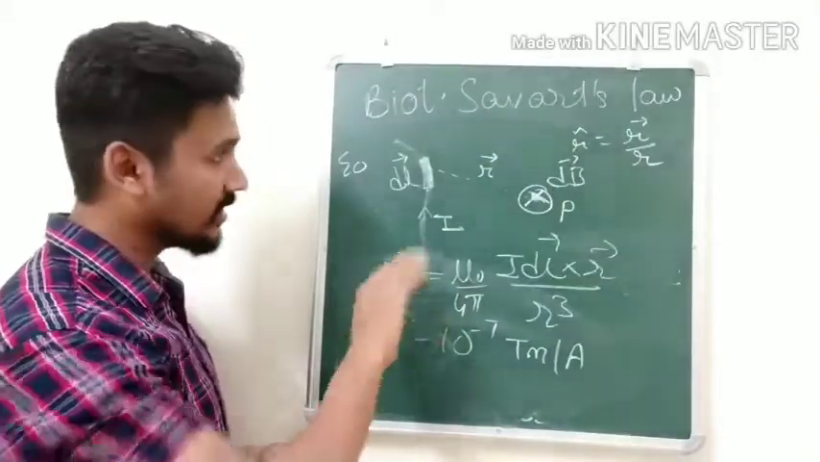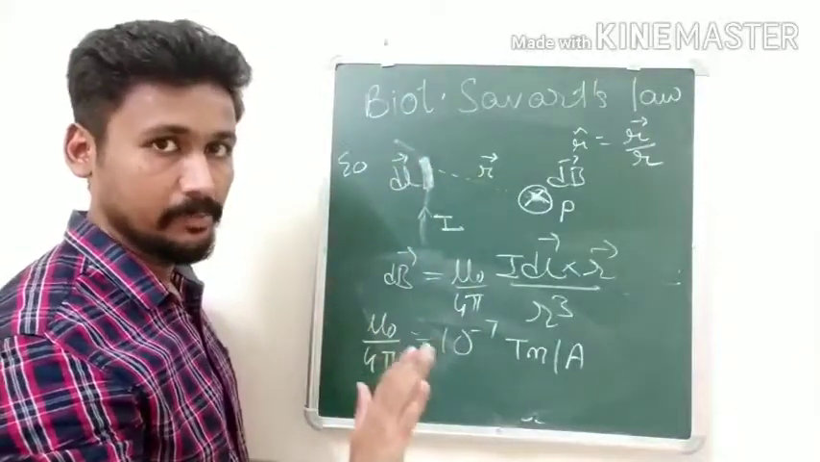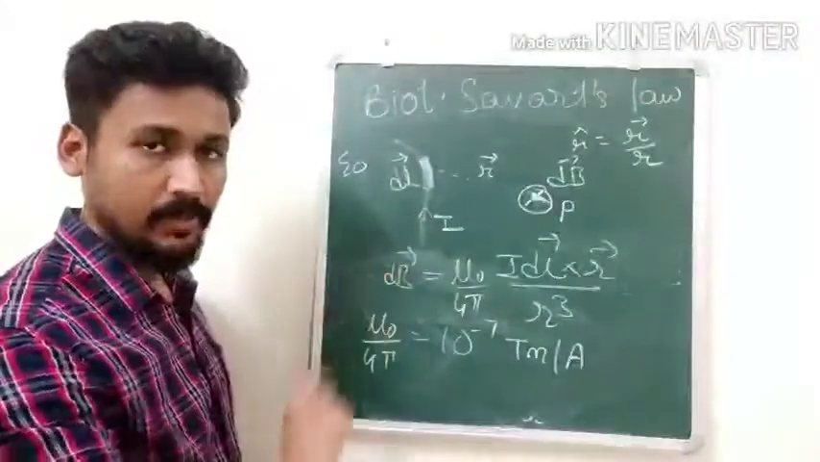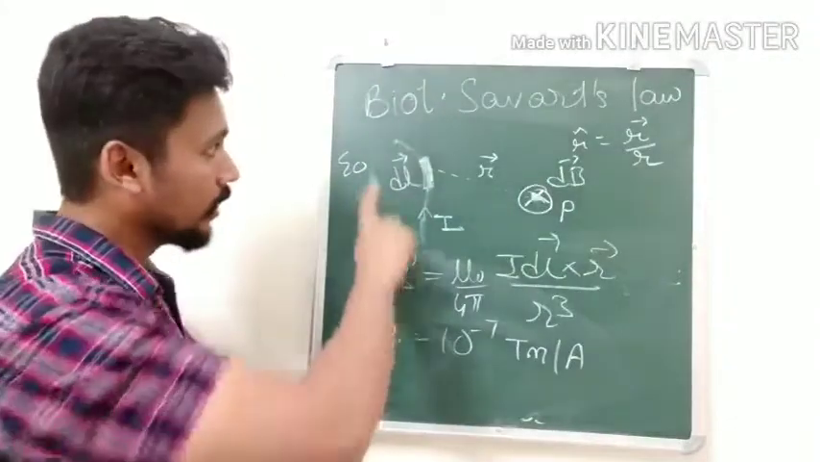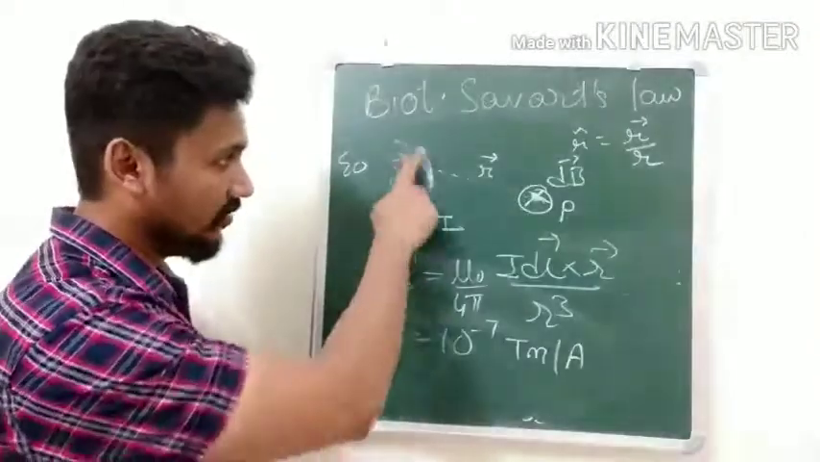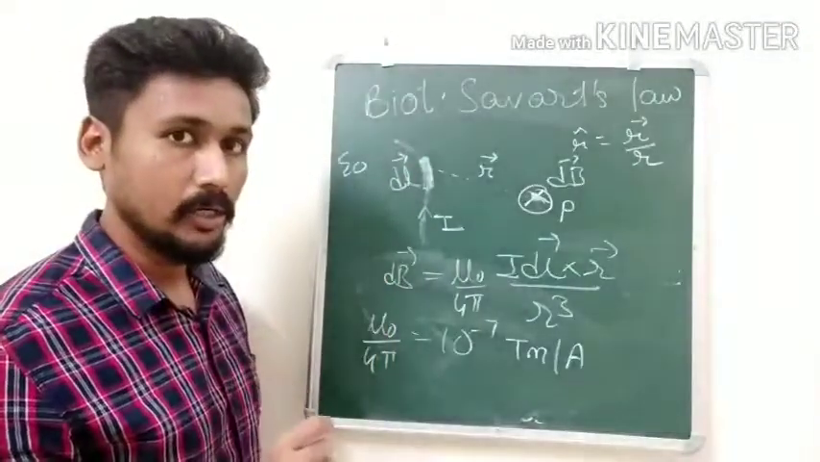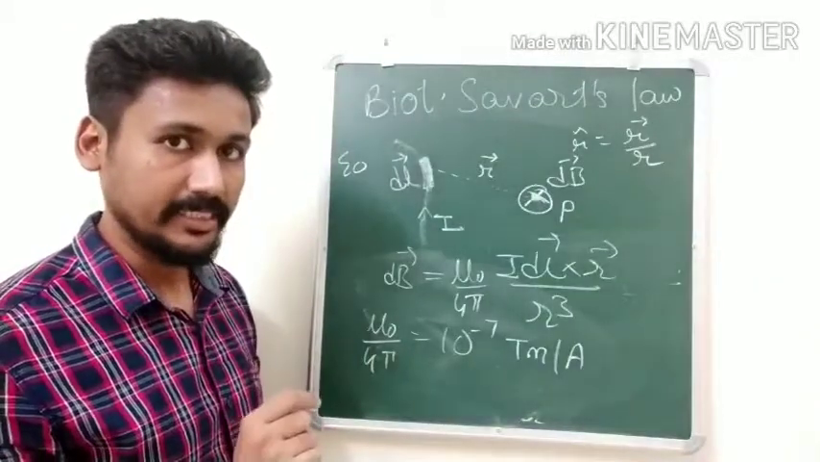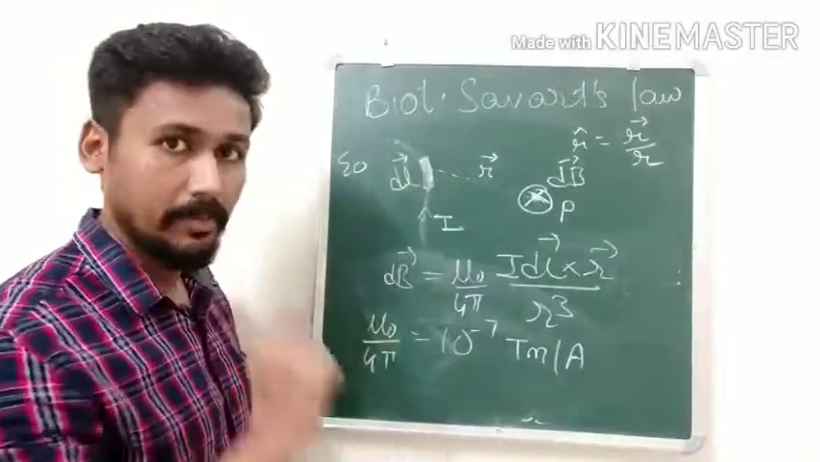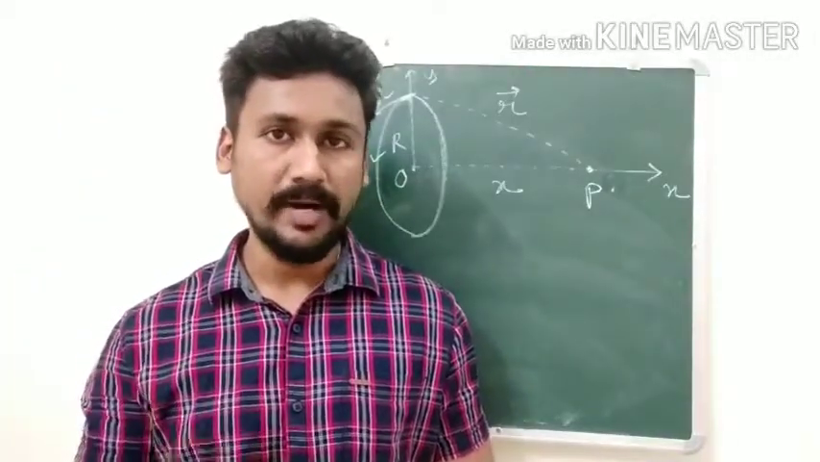How did I find the direction of dl cross r? I have to use my right hand thumb rule. This is for the length element dl. To find the total magnetic field, you will have to take the integration of all the dl. So the total integration will give the total magnetic field. And again, as I said, this is an important law whenever we are learning about magnetism. At any point, the magnetic field is found by using Biot-Savart's law. Now, let us see an application of Biot-Savart's law.